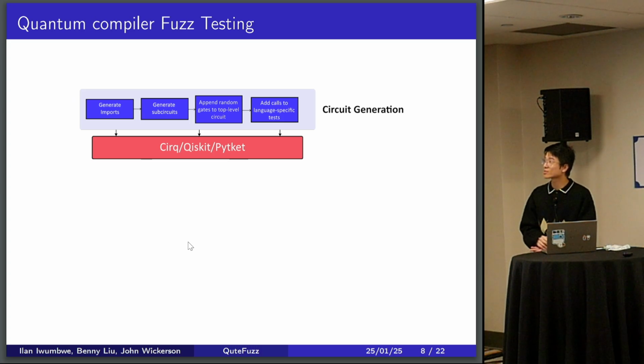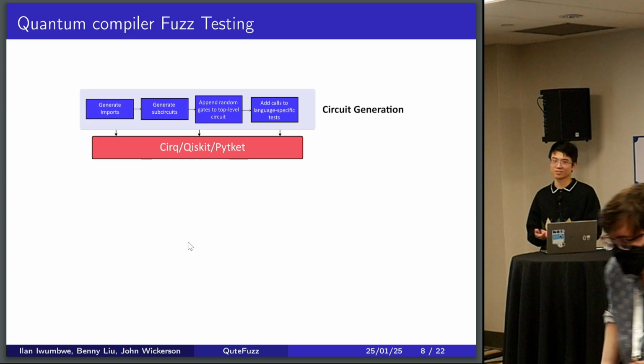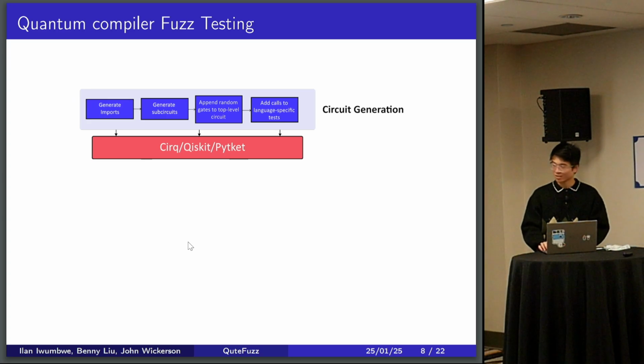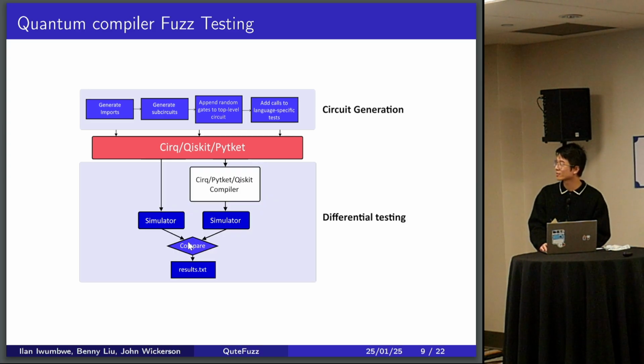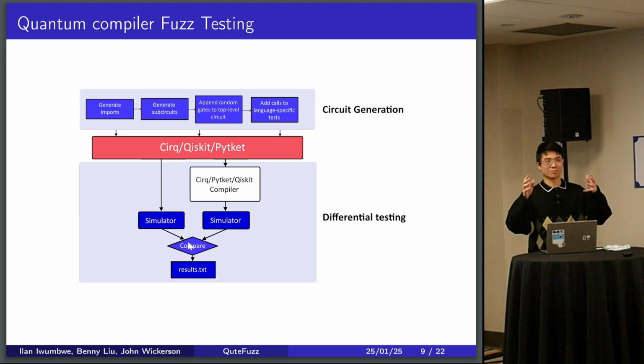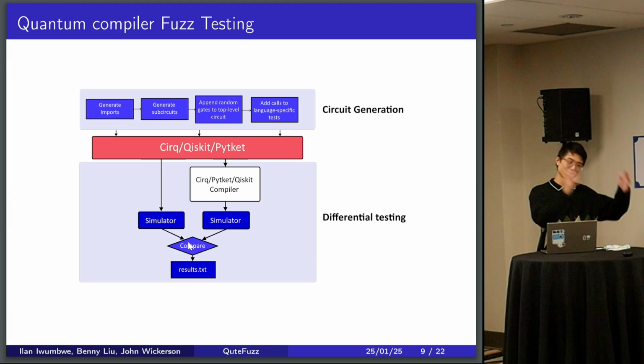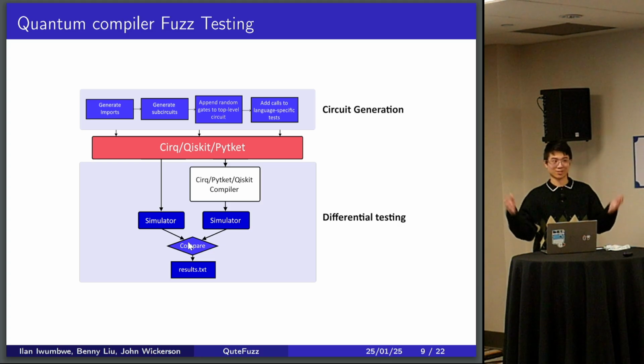First, we generate the imports, then we generate the subcircuits, which will be used in the top-level circuits, which we call main circ in this case. Then we call language-specific tests for PyTicket, Cirq, and so on, because they have different simulators. We do this for all 3 quantum software stacks. We do differential testing where we take the circuit and get 2 copies of it. We put one without the compiler through the simulator and one with. If the results are different, then there's a problem.